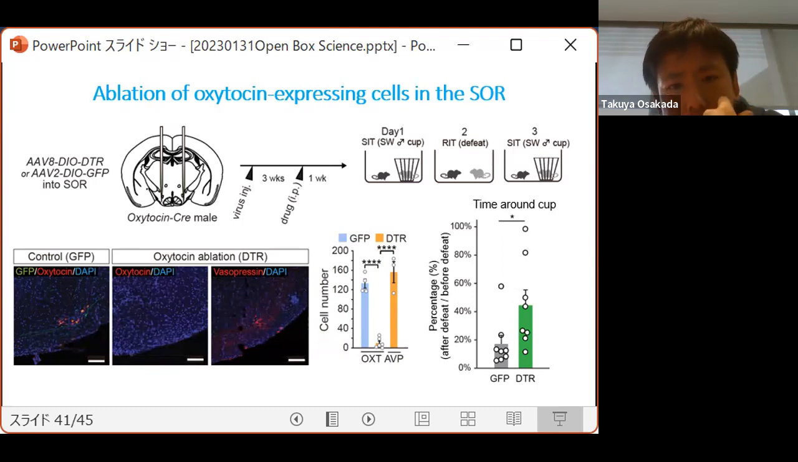So the situation is not zero or 100%, nothing or everything, but we can easily imagine that the central amygdala or other regions are also involved in the avoidance behavior. There should be parallel circuits, but what we want to say here is that the SOR and oxytocin receptor circuitry is important for perfect or very strong avoidance behavior.